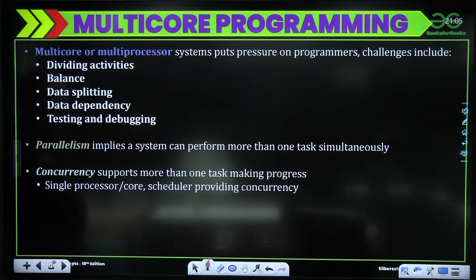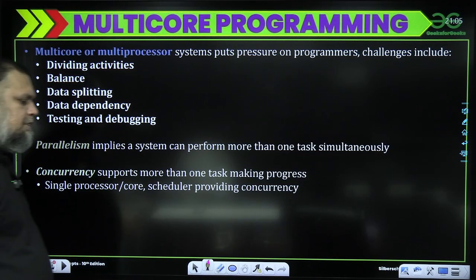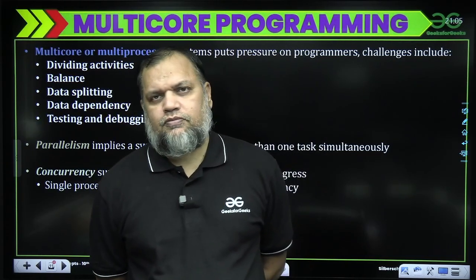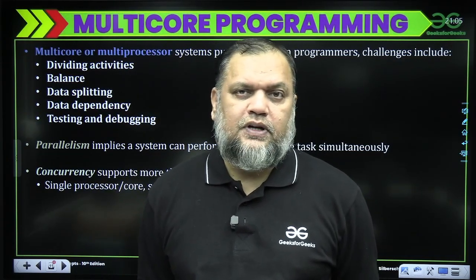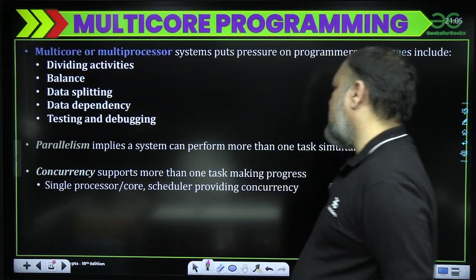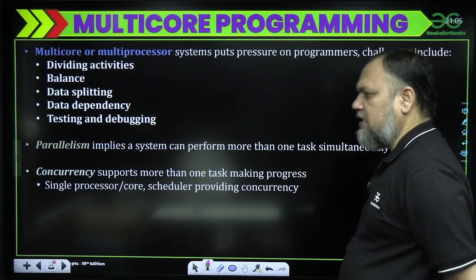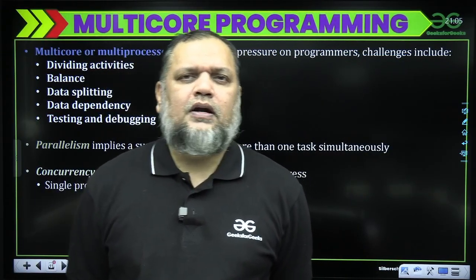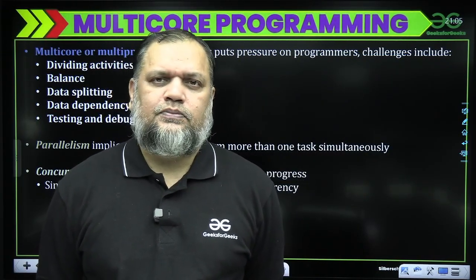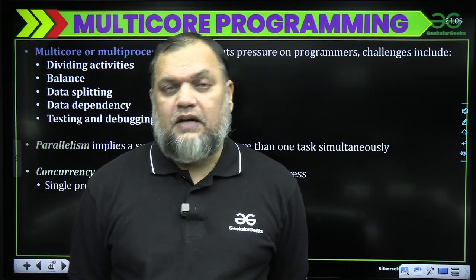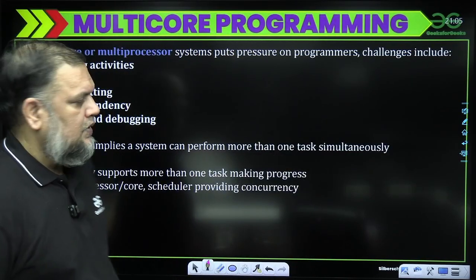What is the difference between parallelism and concurrency? Most often people think that parallelism and concurrency are the same. Essentially they are not the same. Physically they are not the same. Effectively they are not the same. Parallelism implies the system can perform more than one task simultaneously. This is real parallelism, physical parallelism. Physical activities are being carried out in real essence, in reality, simultaneity. So parallelism implies simultaneity.